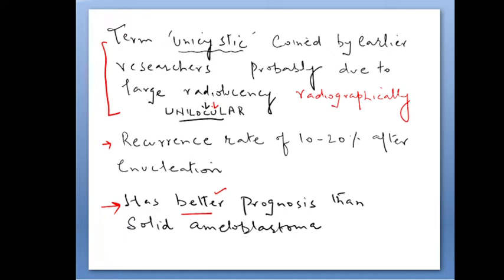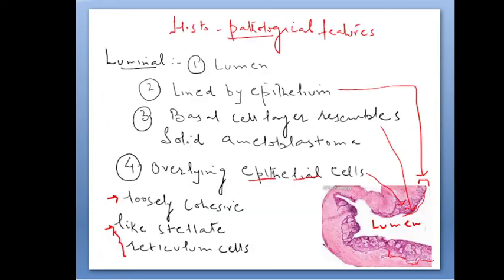A recurrence rate of 10 to 20% was seen after enucleation, and many studies indicate that it has a better prognosis than solid ameloblastoma. Histopathologically, there are three types of unicystic ameloblastomas. One is luminal, which has a prominent lumen.